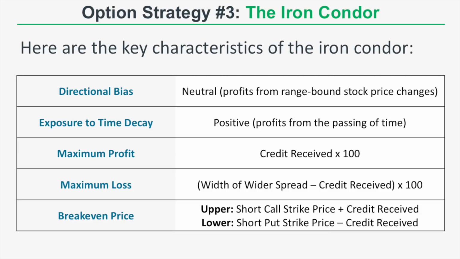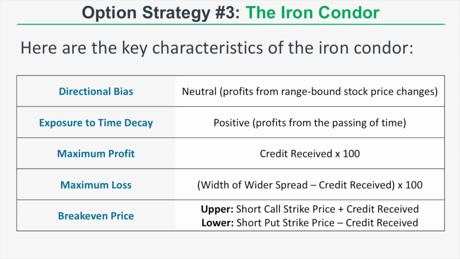Now, like any other credit spread, your exposure to time decay is positive. That means you have profits from the passing of time so long as the stock price remains between your credit spreads. So the maximum profit potential is the credit received times 100, and that's because the standard option contract multiplier is 100 since each option represents 100 shares of stock. So if you collect $2, your maximum profit potential is $200.